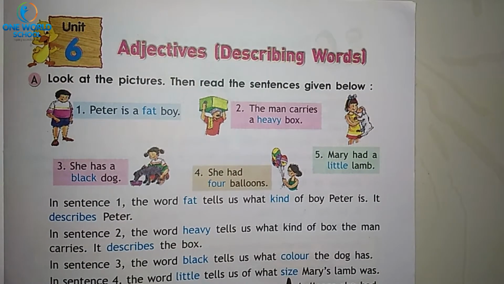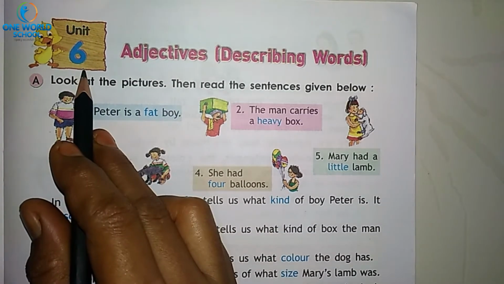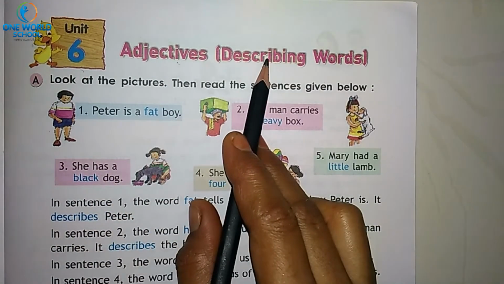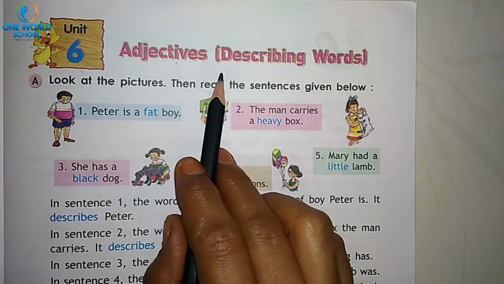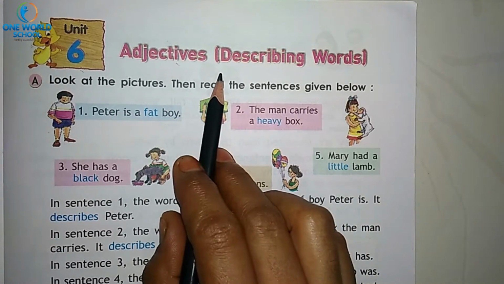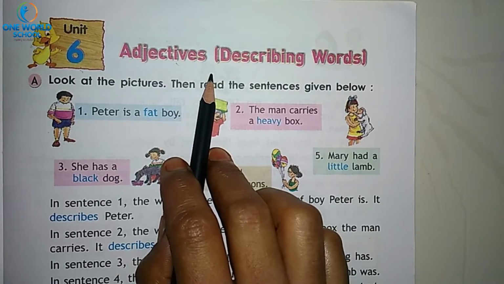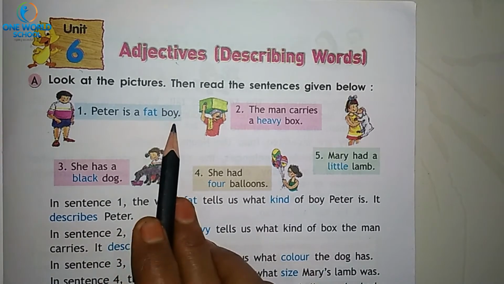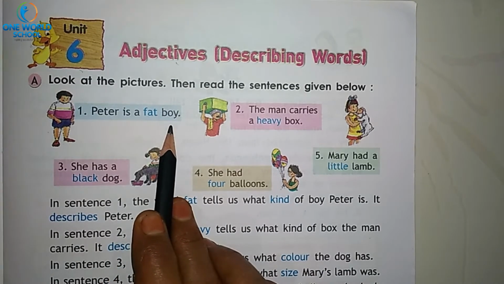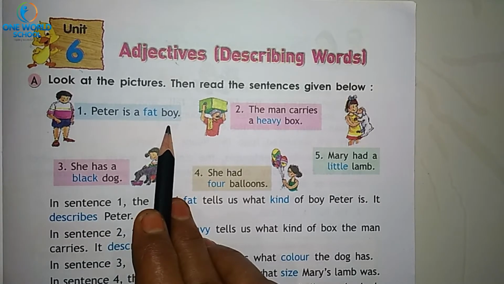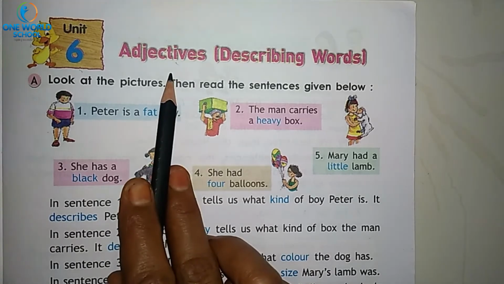So, today is the time to learn the chapter number or unit number 6, that is adjectives, or describing words. Before starting this subject, I just want to recall the previous lessons. Already we have explained sentences, the parts of sentences, then noun, types of noun, then verb, etc. Today we are going to learn adjectives.